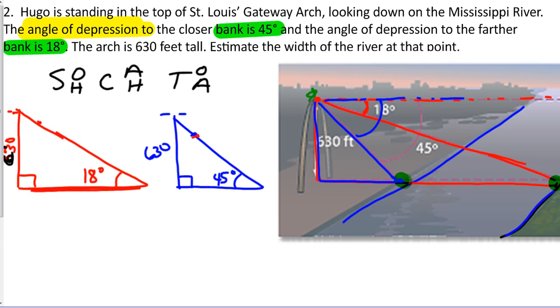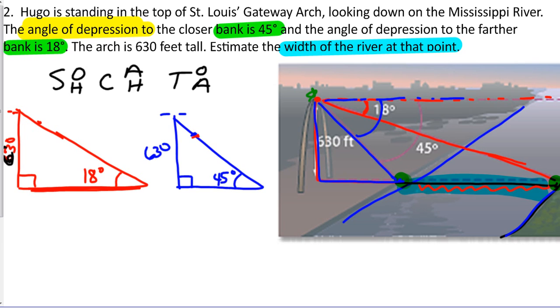Now I'm just going to focus on solving, but what am I going to solve for? Let's finish reading the question. It says the arch is 630 feet tall, estimate the width of the river at that point. So we want to find the width of the river, and the width of the river is going to be over here. I know it's a little hard to see. Again, that picture is a little dark.